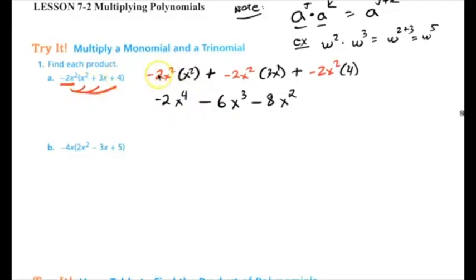Now, when people do this, they tend not to show this step. They just go, okay, negative 2 times x squared is negative 2x to the 4th. Negative 2 times 3 is negative 6. You just kind of go from here to there. But that's one way to do this.